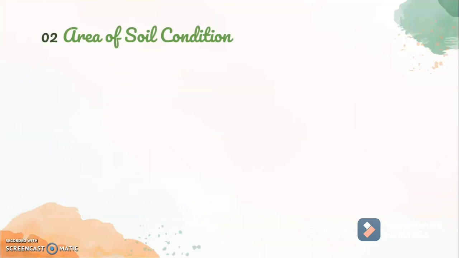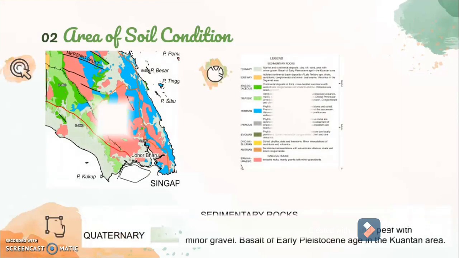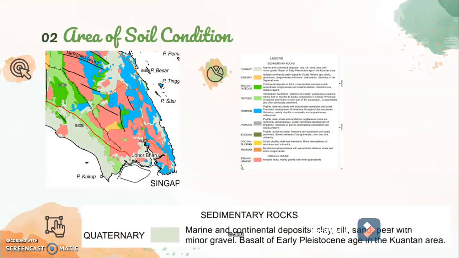Now let's move on to the area of soil condition. I live in Taman Perling, Johor Bahru, Johor. As all of you can see here, the legend states that the soil condition in most of the area of Johor Bahru is marine and continental deposit.